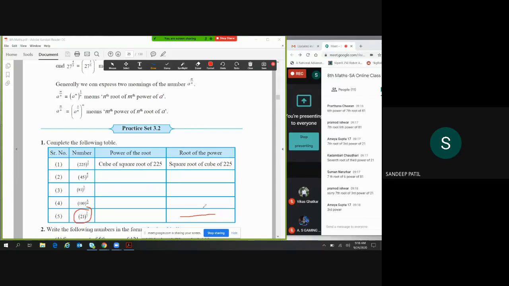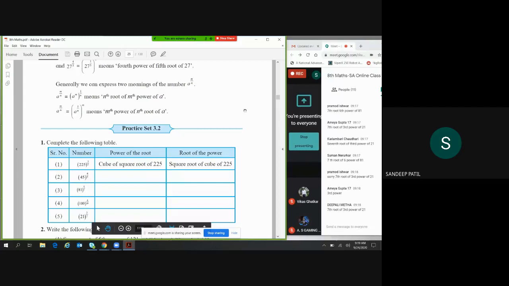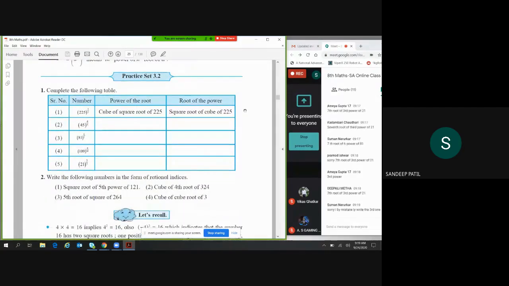So it is 7th root of 3rd power of 21. Okay. It is not 6th power. So please note down this thing. So 7th root of 3rd power of 21. Okay, so let's move on.